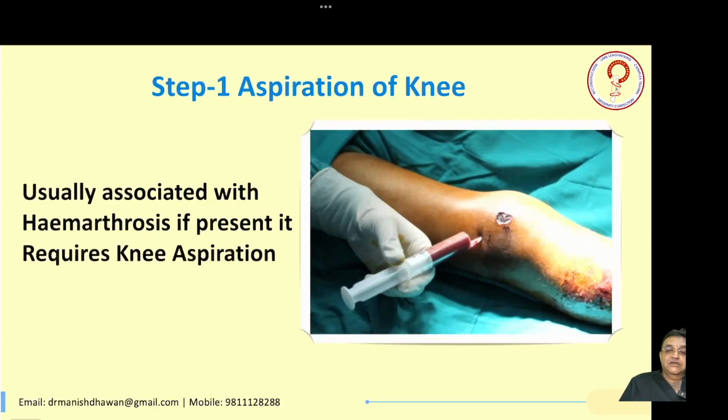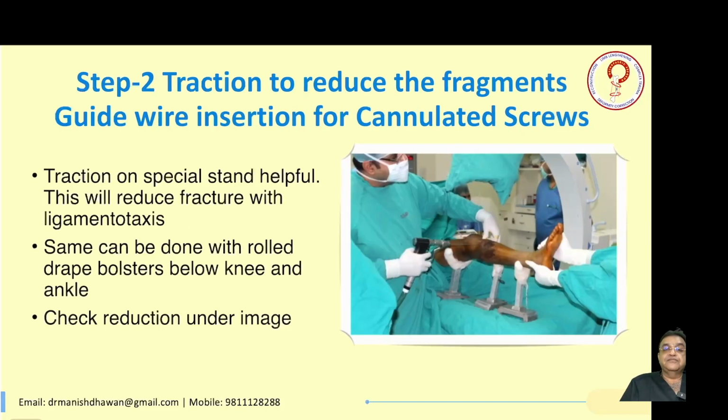So first step is, most of the tibial plateau fractures have a severe hemarthrosis. So step 1 is always do an aspiration of the knee, and you can use a 16 gauge needle. This is a thick wide bore needle, because aspiration helps you, it reduces postoperative pain, and also the hemarthrosis can be a cause of infection. So it is always the first step that you aspirate the joint, and this will really help the patient in reducing the pain.